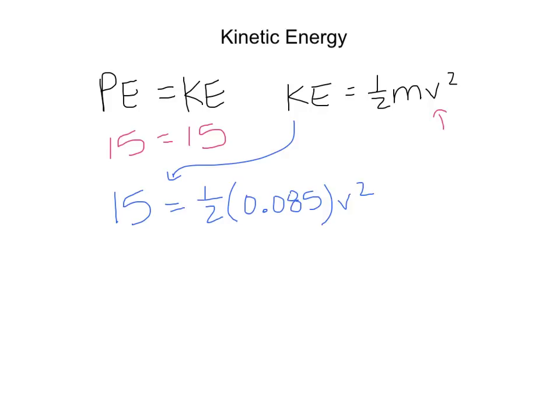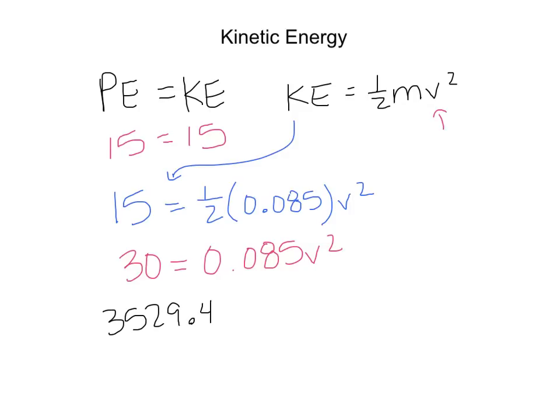Alright, so now we just need to solve. So we need to think about what we're going to do. If you want to, you can divide both sides of the equation by 1/2, or you can multiply them by 2. Either way, 15 divided by 0.5, or 15 times 2, we end up with 30 equals 0.085 times velocity squared. Divide both sides by your 0.085, and you're going to end up with about 3,529.41 equals velocity squared. Take the square root, and that's going to get me my velocity.